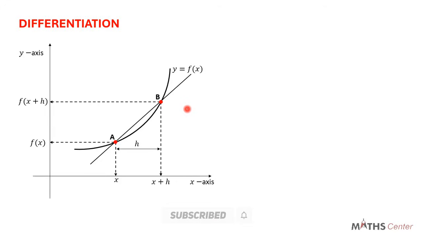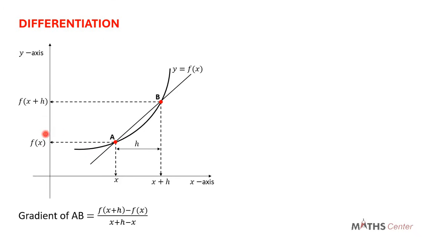From the lesson on straight lines, we know that using this information, we can find the gradient of the line joining point A to point B, because we know that the gradient is equal to the change in y divided by the change in x. So here the change in y will be the difference in the y coordinates, so f of x plus h minus f of x, divided by the change in x, which will be x plus h minus x. On the denominator, x minus x is 0, and so this becomes f of x plus h minus f of x divided by h.